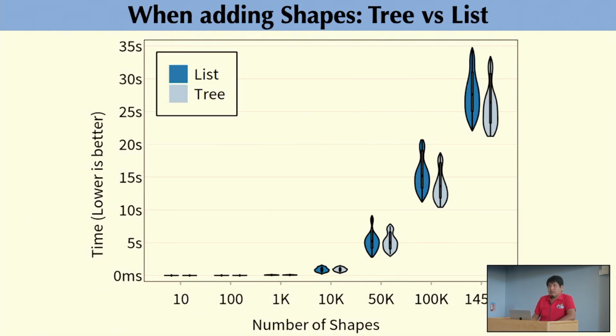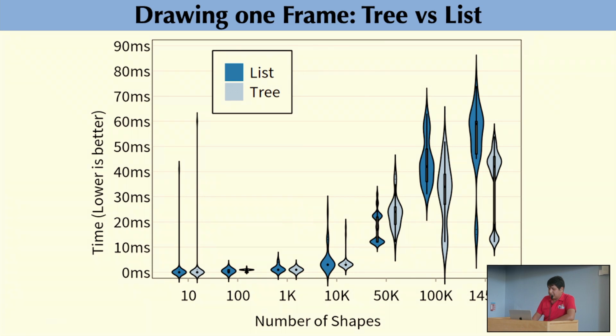So I then compared the speed when you add new shapes versus the list. This is the result. You can see we have the list in blue and the tree in, I don't know this color in English, but you know, the tree. This is the difference between the list and the tree when you draw one frame. But in this case, I draw the whole visualization, not only one section. That's why the list and the tree are similar in speed.